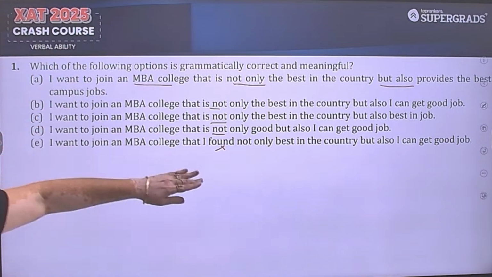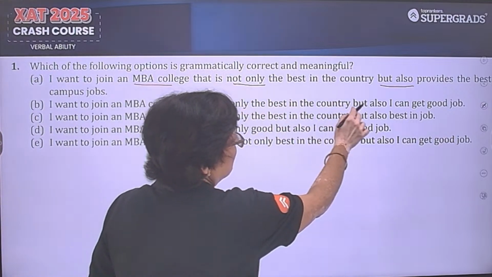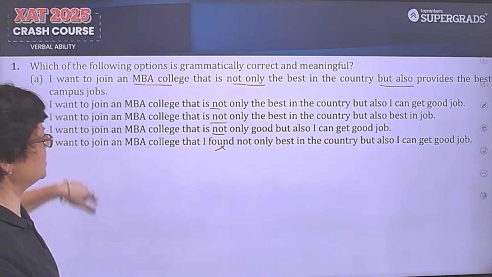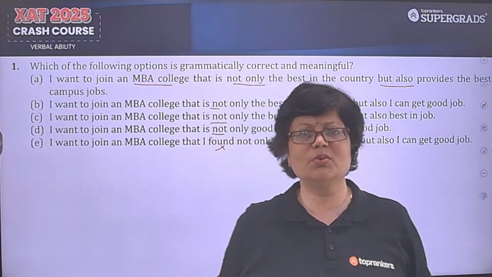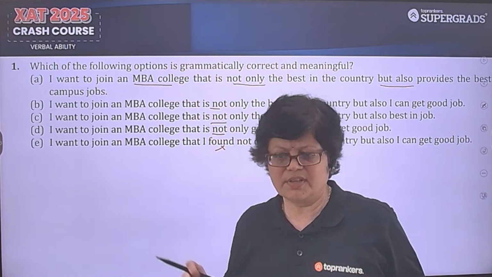Now, coming to the second half of the sentence, the best in the country, but also provides the best campus jobs. Now, what does the rule say? The rule says, wherever, for whichever we are using this.